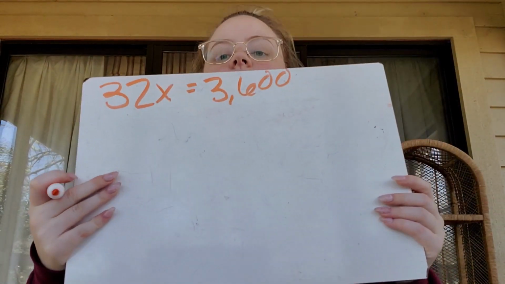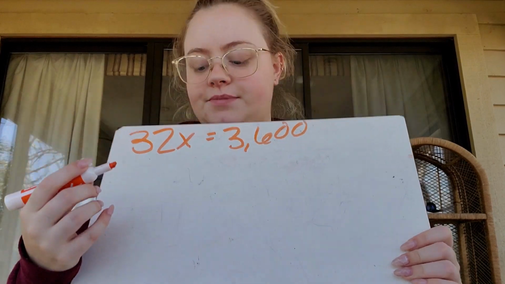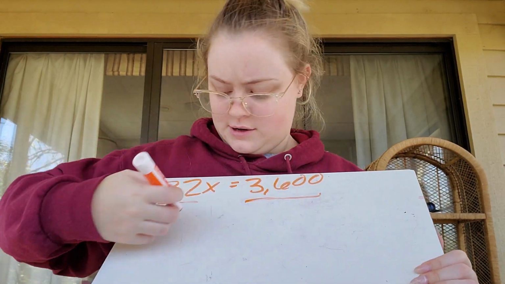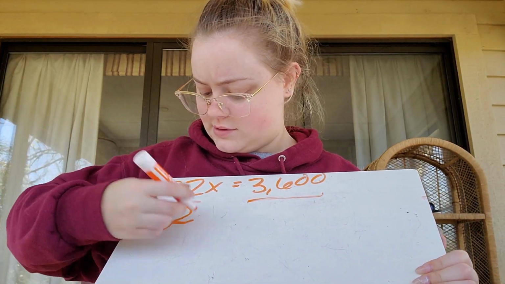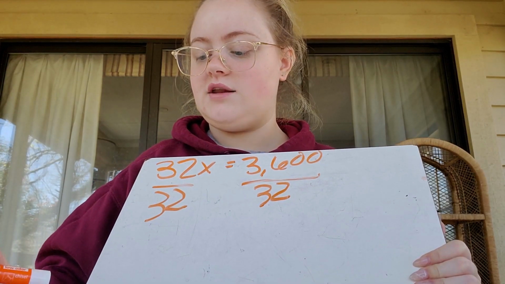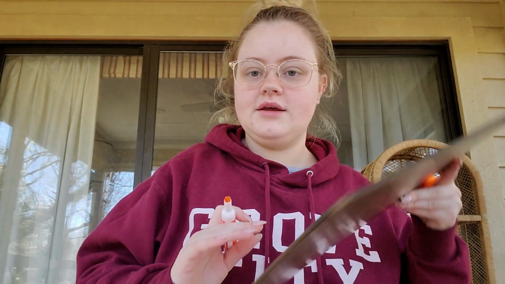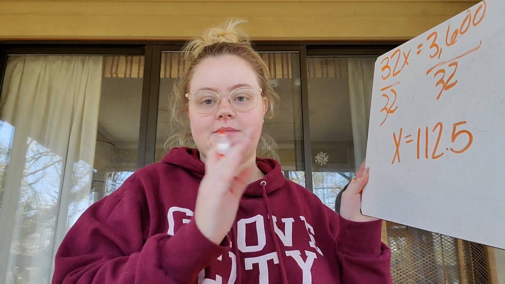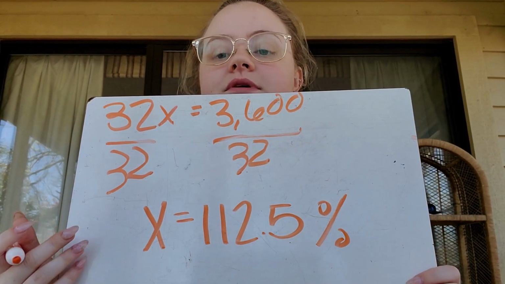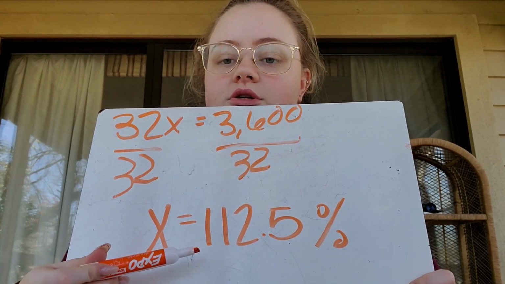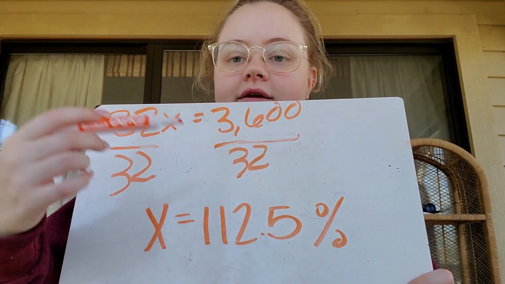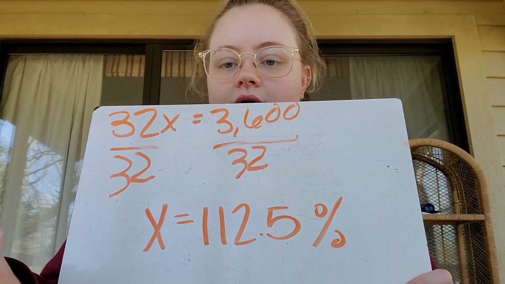So I'm taking a look at my equation. What I need to do to get x by itself is divide both sides by 32. So dividing both sides by 32, x equals 112.5. Because this is a percent, my units is going to be the percent symbol. So the pig is now 112.5% of its original weight.